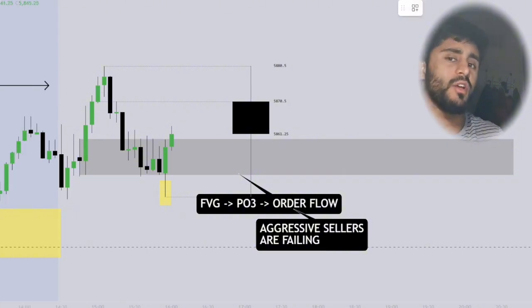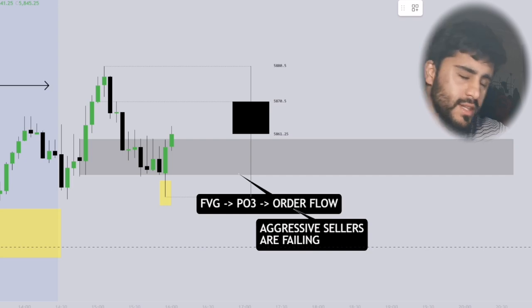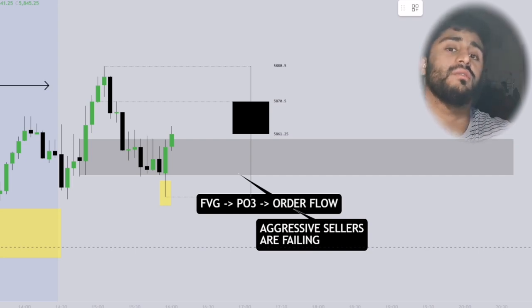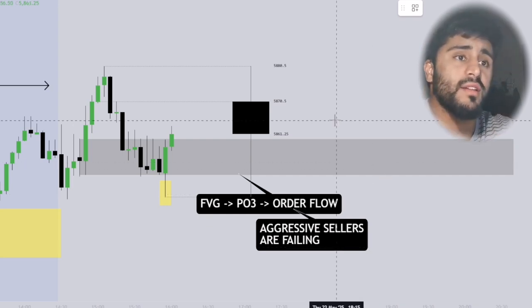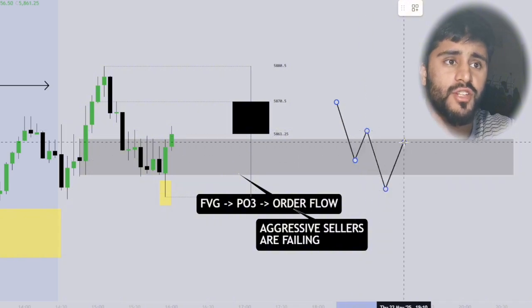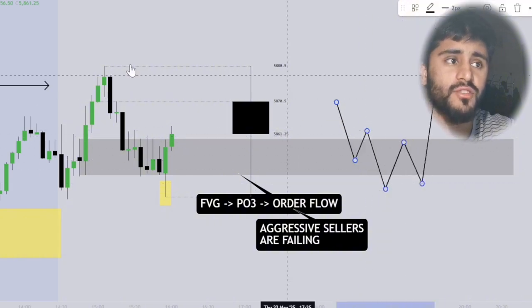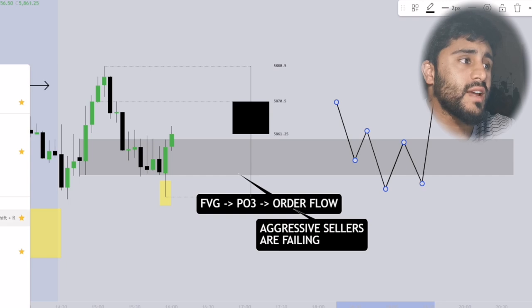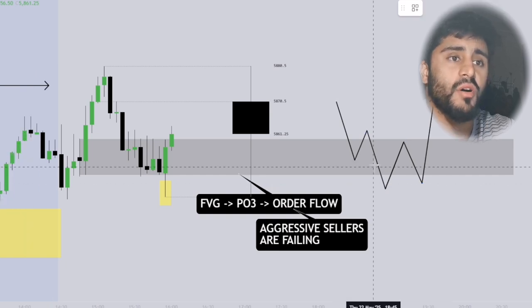ICT concepts alone, liquidity and fair value gaps and power of three, these things alone are not enough. You need the order flow to validate your positions. As price comes down into this region and we're looking for some kind of buys in this region, you really need to understand that passive buyers move the market higher.